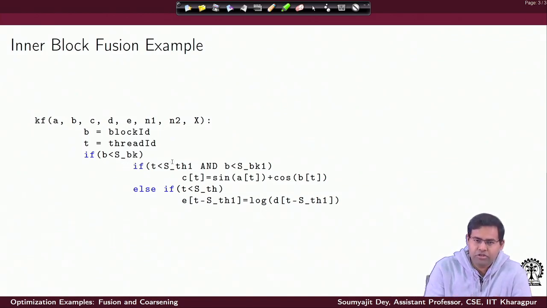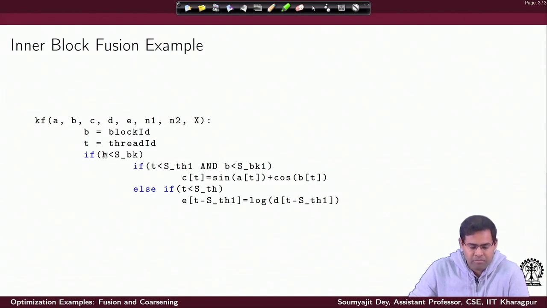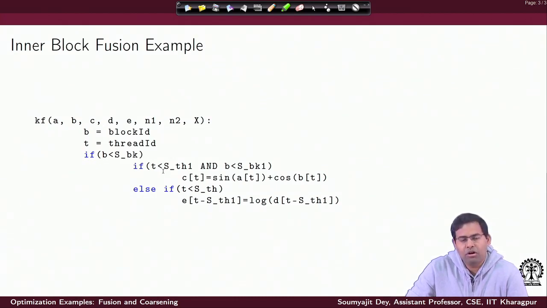STH1 and STH2 are the threads per block setting of kernel 1 and kernel 2. SBK1 and SBK2 are the number of blocks for kernel 1 and kernel 2, right. So first we will figure out whether I am really having to do some valid computation, so whether the block ID is less than SBK. If so, then you get inside and figure out whether this thread is going to do some job for kernel 1 or kernel 2.